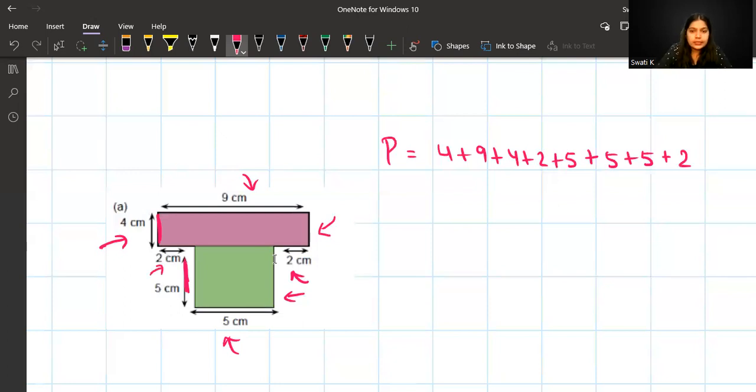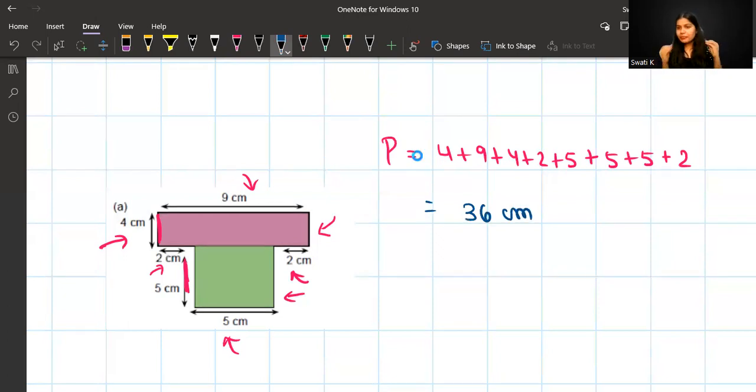And then this I have already taken. Don't repeat it. Don't just add the same thing twice. So this is going to be 4 plus 4, 8, 8 plus 9, 17, 17 plus 2, 19, 19 plus 10, 29, 29 plus 5, that is 34, 34 plus 2, that is 36. So 36 centimeters the perimeter.